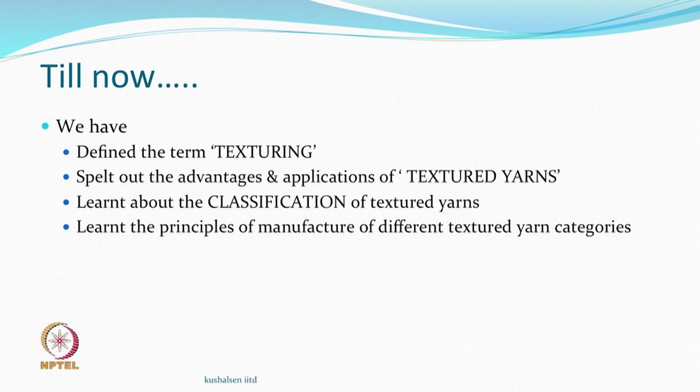What have we done till now? We have defined texturing. We have also known about the applications and advantages of textured yarns. We have done the classification and also learned some of the principles of manufacture of different types of textured yarns. We talk about texturing, and what it means is the three processes: Helenka, false twist and turbo duo. All of them will give us a helical structure.